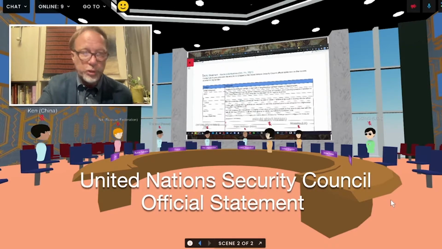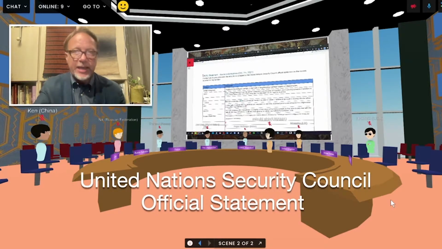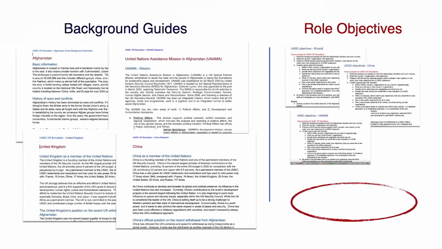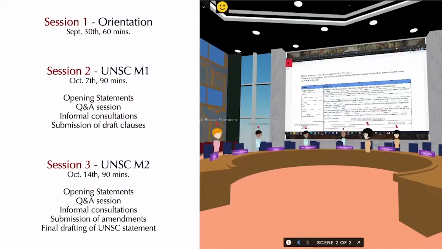The students were tasked with drafting an official statement on behalf of the United Nations Security Council. Faculty prepared the background guides and the role objectives for each of the 7 roles, and 3 sessions were organized: an orientation and then 2 meetings. In each of the meetings, students were able to move back and forth from formal and informal consultations using parliamentary rules and procedures. And this is an example of what they did.